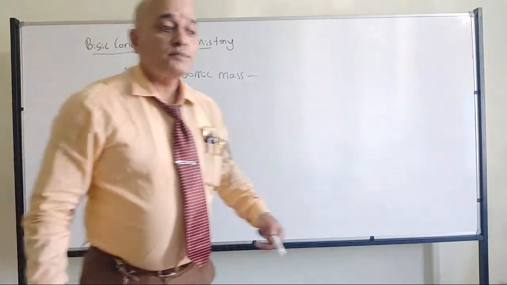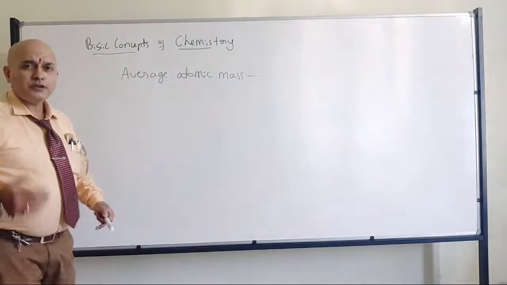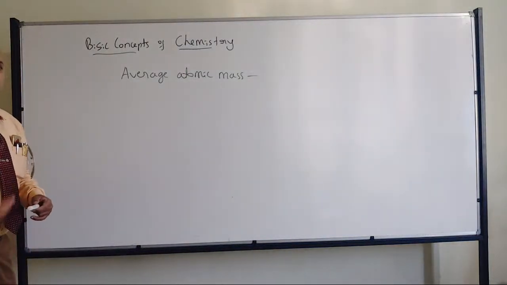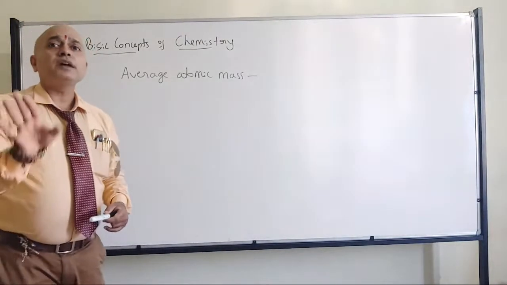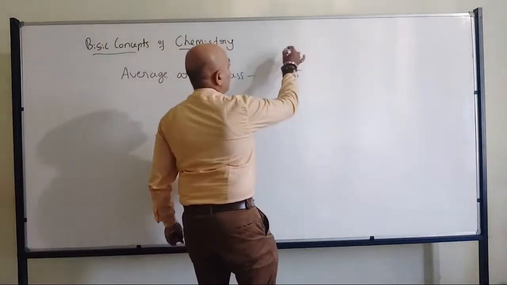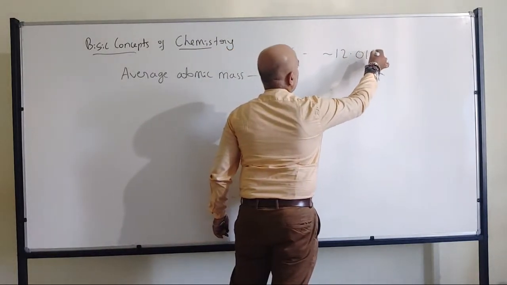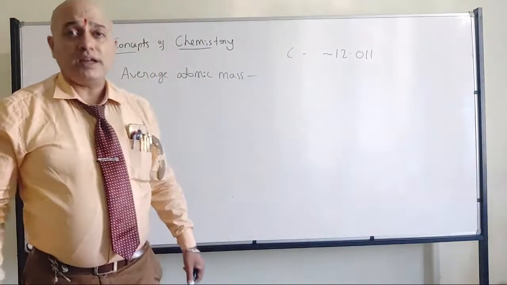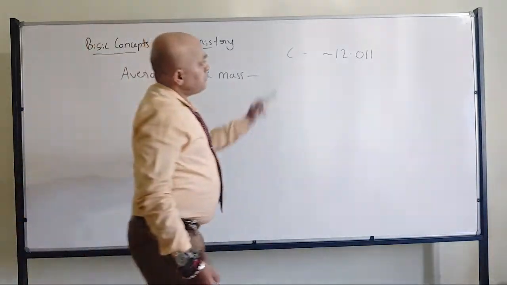Right? So if you observe the periodic table, most of the elements, if you observe their atomic mass, will not be a round figure. It will be in decimal points. Say for example, if I take carbon, they will mention it as 12.011. How come an atom can weigh 12.011?